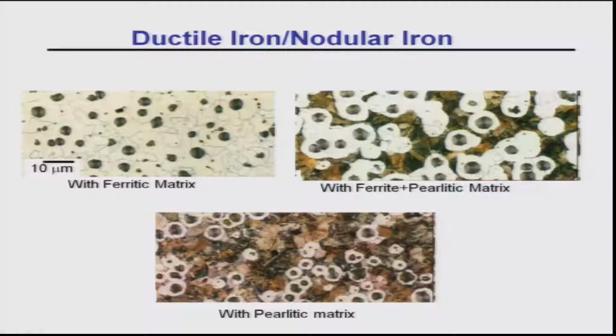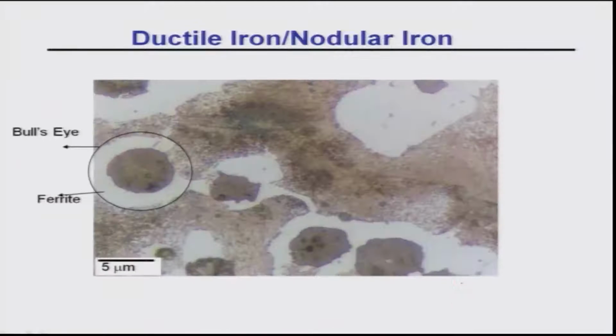Well, as you know, every graphite will be surrounded by ferrite. That is because of the carbon taken by the graphite from the nearby region. So, there will be ferrite, and this is what is known as the bullseye structure in ductile iron or nodular iron. But if that fraction of ferrite is substantially large, then we have to call it a ferrite plus pearlitic matrix. But if that fraction of ferrite is small, as you see in this picture here, then it is called a pearlitic matrix. You can also have a martensitic matrix, as I told you, depending on your uses.